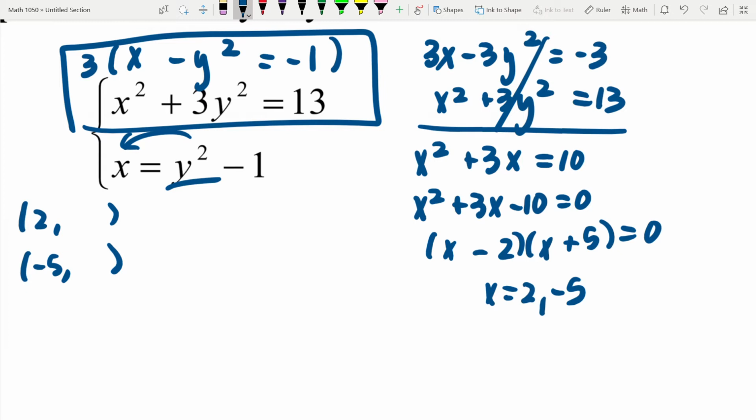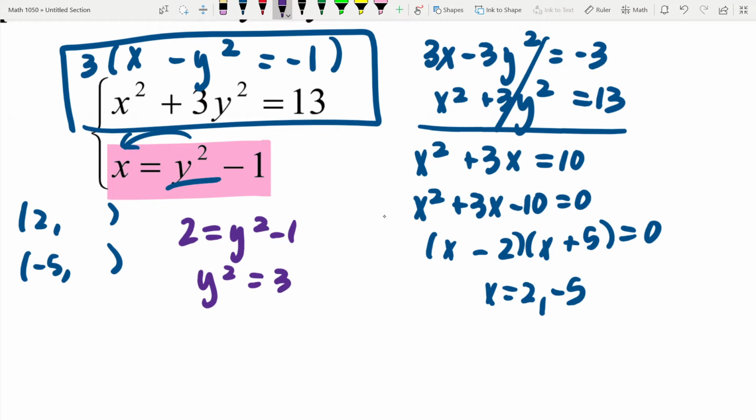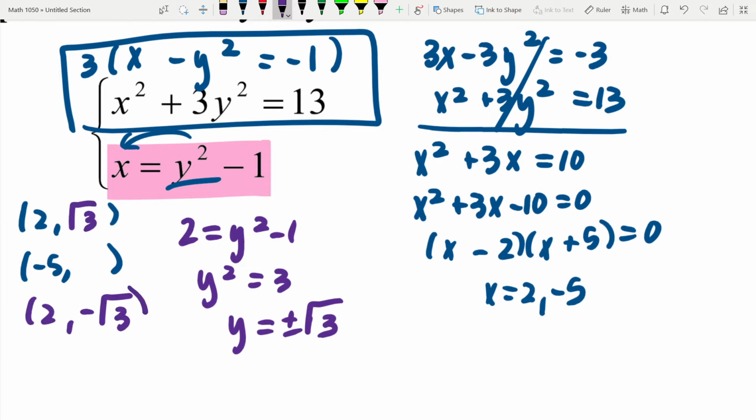Okay? Where would you go? I think I would go to the second. I think I'd go right there. So let's put a 2 in for x. So you have 2 equals y squared minus 1. Pull your 1 over. y squared equals 3. Square root, y equals plus or minus the square root of 3. So I'm going to have 2, square root of 3, and then I'm going to have 2, negative square root of 3.